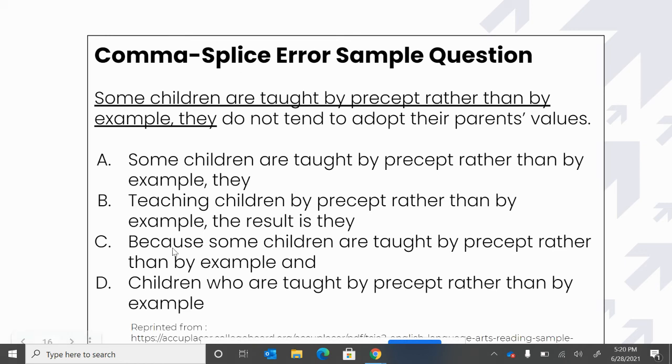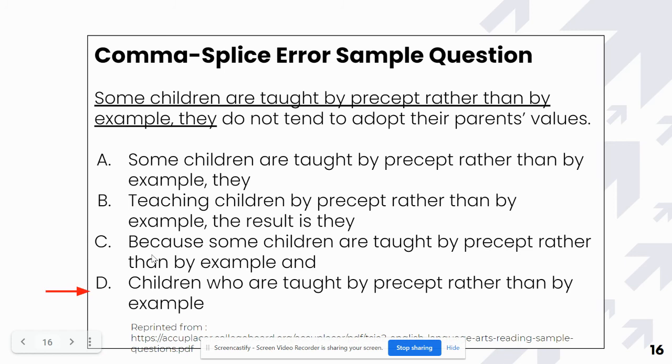So of course, included in that is also a little bit of subordination and coordination, because the correct answer to this is taking this clause and actually making it into a subordinating conjunction. That's why I recommended teaching that. But the correct answer is going to be choice D. Children who are taught by precept rather than by example do not tend to adopt their parents' values. This is the only one that works if you put it in there. And I'm going to go through these kind of fast because this is for teachers.